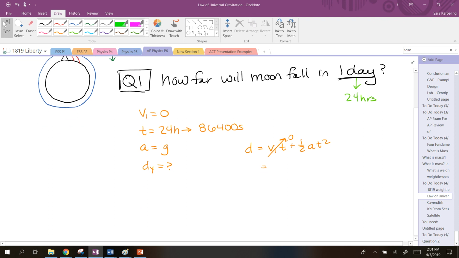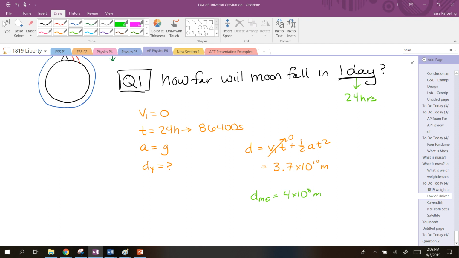We can do this. How far does the moon fall in one day? 3.66 times 10 to the 10 meters, 36 billion meters. Does anybody know how far it is between the Earth and the moon? The distance between the Earth and the moon is 4 times 10 to the 8th meters. I want to make sure I have that right. Somebody double check that. Can somebody look that up on their phone real quick? I'm pretty sure that's true.